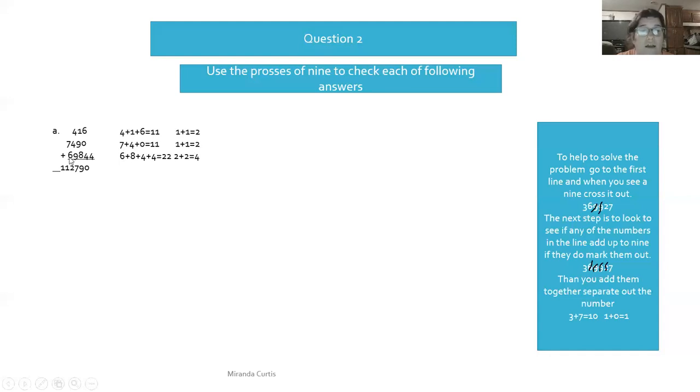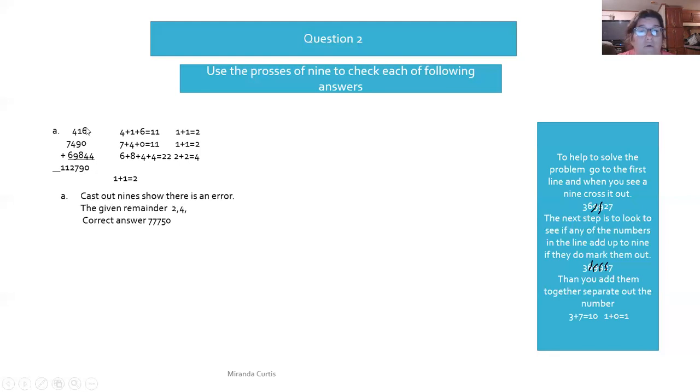Okay, so we took the 9 out, made sure nothing else added up to 9. So 6 plus 8 plus 4 plus 2 equals 22. So we separate the 2's. 2 plus 2 is 4. Now we got to do this to the bottom too to see if that's right. So we see a 9 right there. 7, 8, 9. These two are gone. So that leaves us with 1 plus 1 is 2. So our remainder in the bottom is 2.